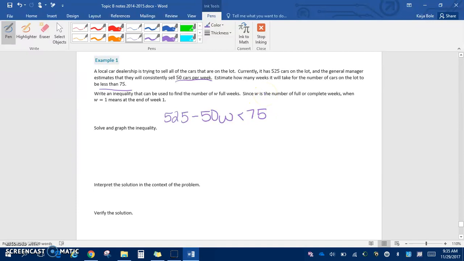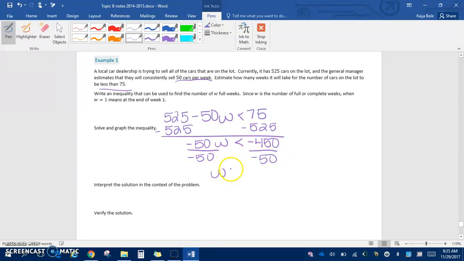Alright, so now when we go to solve it, we're going to subtract 525 from both sides. So we are left with negative 50W is less than negative 450. We divide by negative 50 on both sides. So we have W, remember we need to flip the sign, is greater than, and we divide, we get 9.